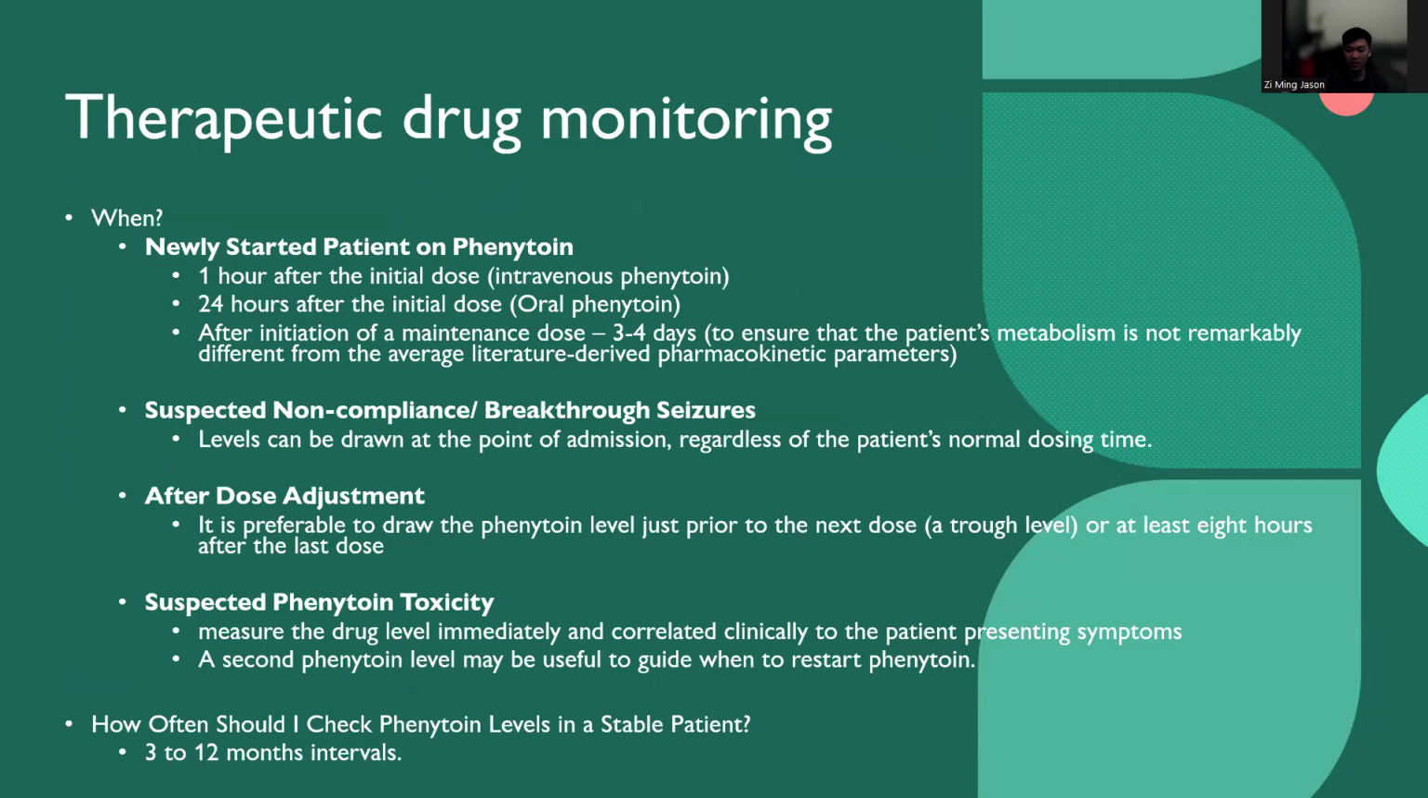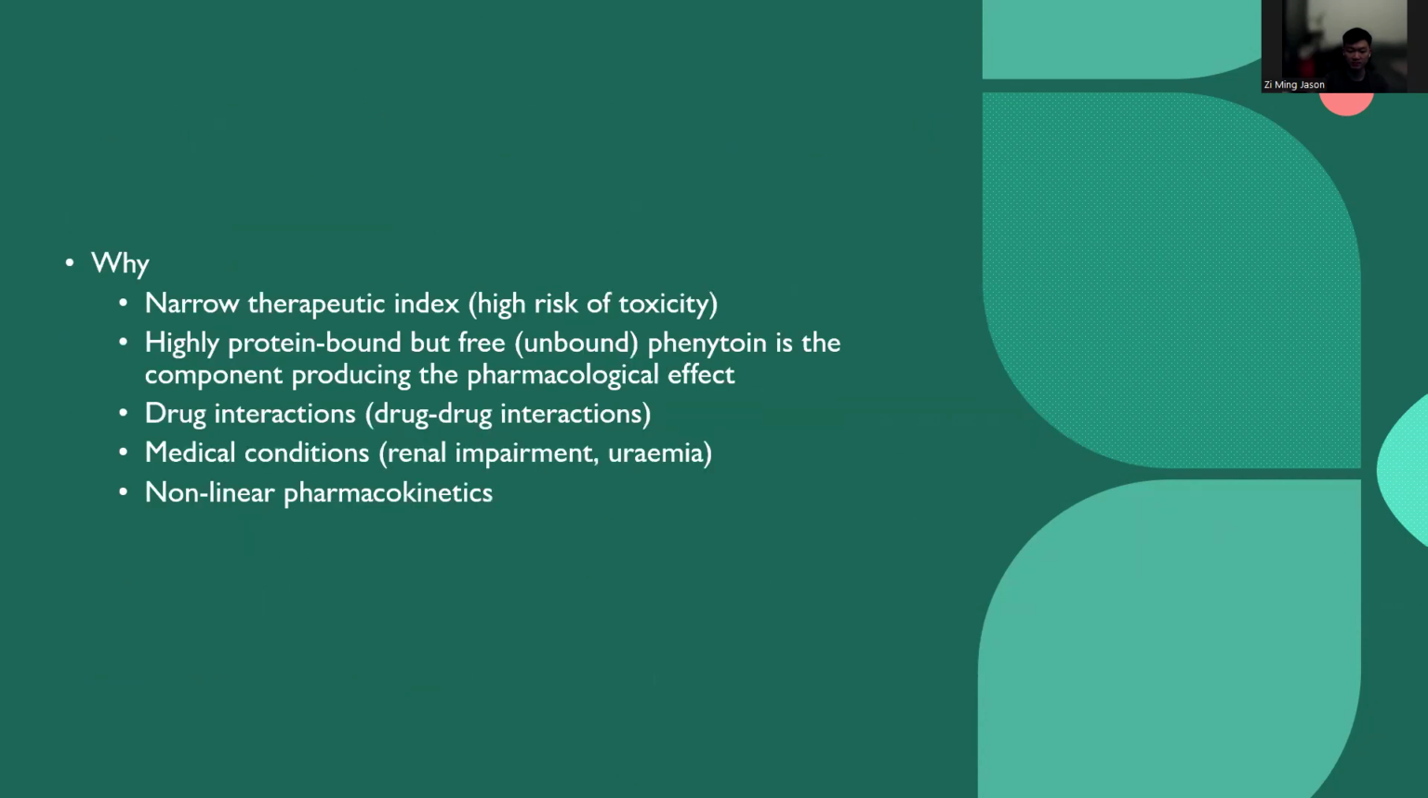Now let's talk about when and why therapeutic drug monitoring is used for phenytoin. We do therapeutic drug monitoring for phenytoin when it is a newly started medication, suspected non-compliance, breakthrough seizures, after dose adjustment, and suspected phenytoin toxicity. Once the patient is stable on phenytoin, the patient should be monitored every 3 to 12 months unless any situation affects the pharmacokinetics of phenytoin, which requires more regular monitoring.